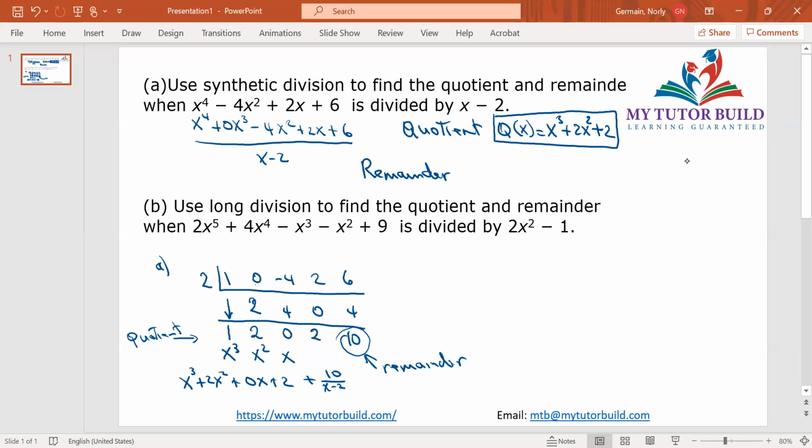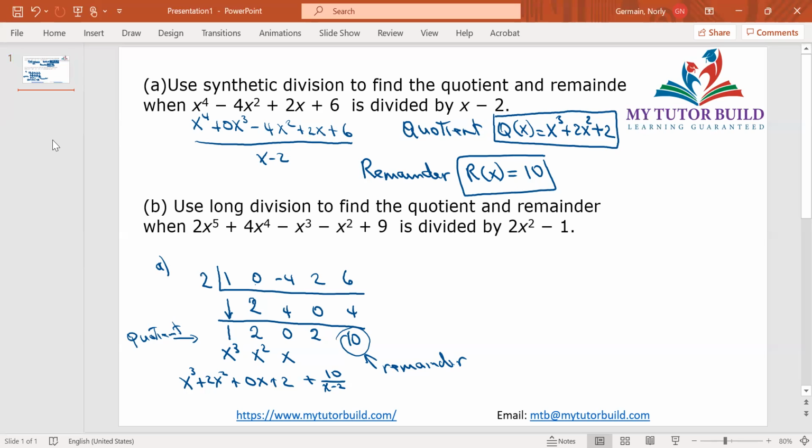The remainder in this case also is r of x. What is r of x? R of x is simply equal to 10. So we don't need to add r of x over x minus 2. If you add r of x over x minus 2, then it should be in the same term. But because they simply ask us for the remainder, we're going to leave it like this. You don't need to put it over x minus 2. So this is the first one.